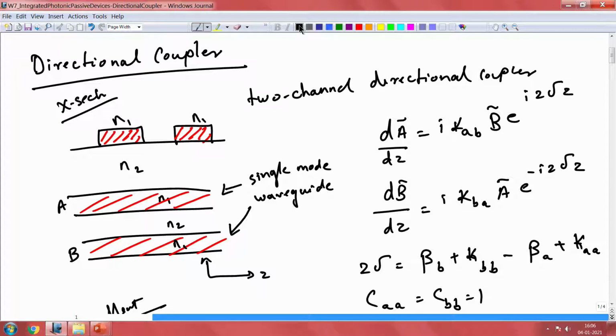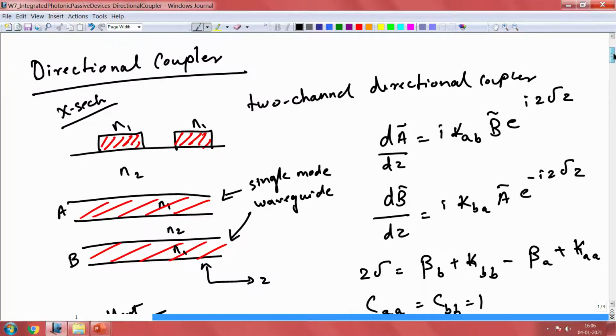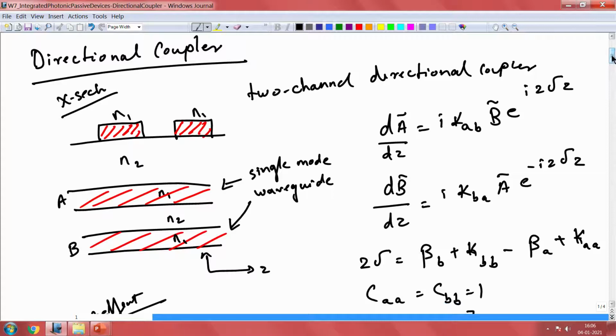So, this could be a 2 channel directional coupler. You could have many, but then the coupling also is going to be complex here. Let us take a very simple case of 2 waveguides here, and this is how they look from top down. So, there are 2 waveguides A and B, and how the waves in A and B evolve as a function of length as they propagate is given by this coupled equation.